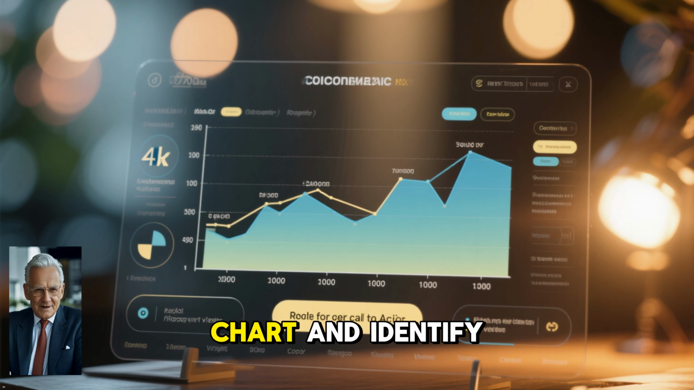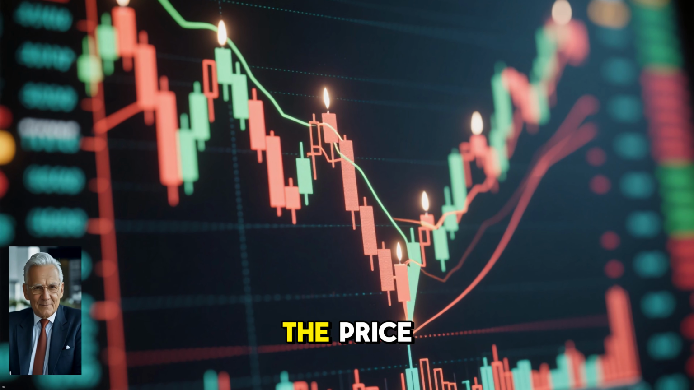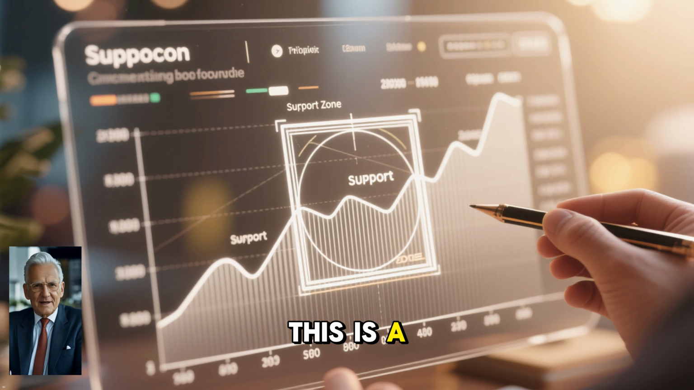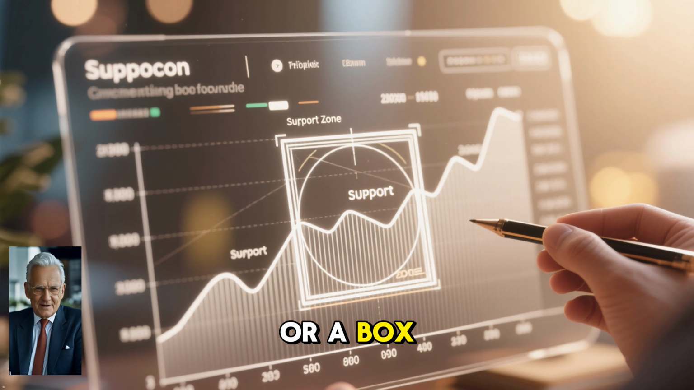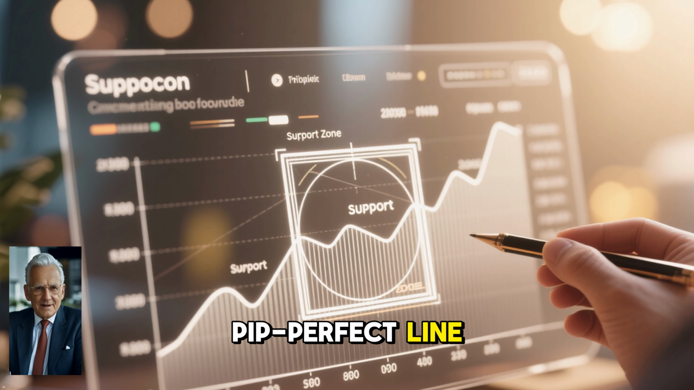Let's pull up a chart and identify some together. Here on this daily chart, you can see the price came down and bounced off this area multiple times. This is a clear support zone. Notice how I'm drawing a zone or a box, not a single line. Price rarely respects a single pip-perfect line.